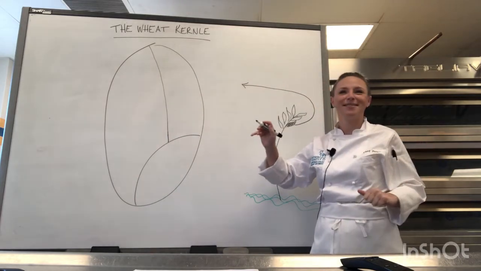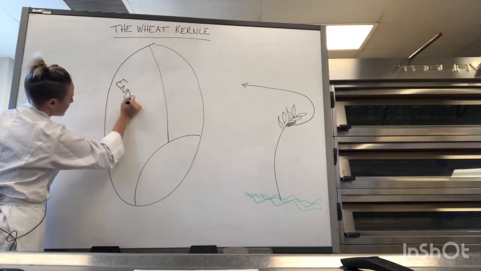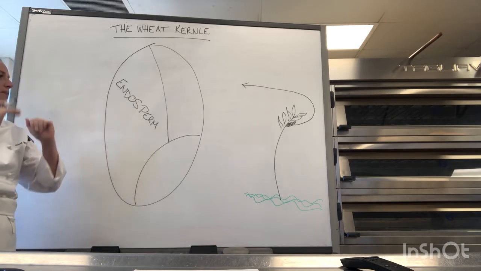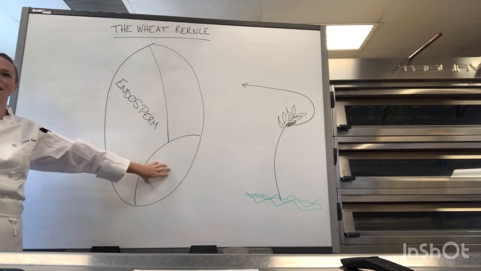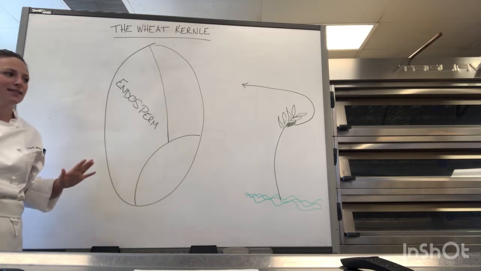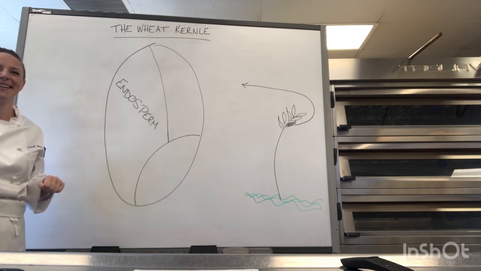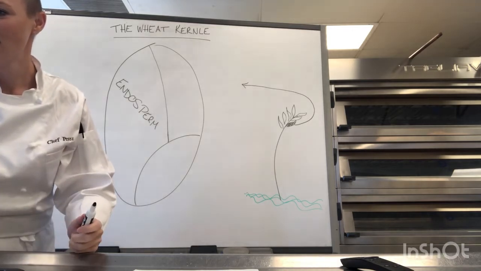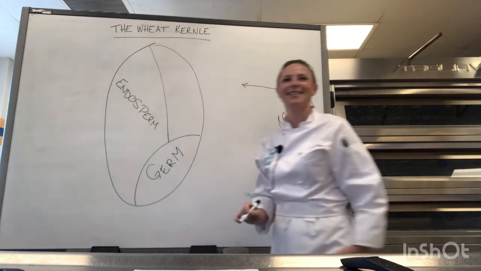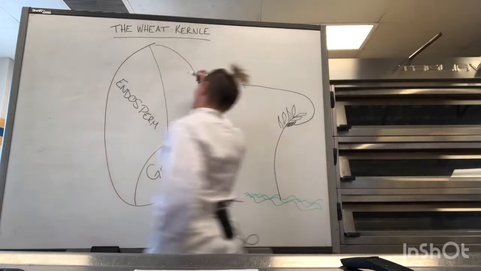Does anyone know what they're called? Endosperm. Your endosperm is your biggest section, on the inside. Does anyone know what the bottom section is? Nope. Good idea though. Think of what healthy people put in their smoothies, aside from protein. How about germ? Wheat germ? Does that sound familiar to anyone? It does. Germ is on the bottom. And the outside is called the bran.